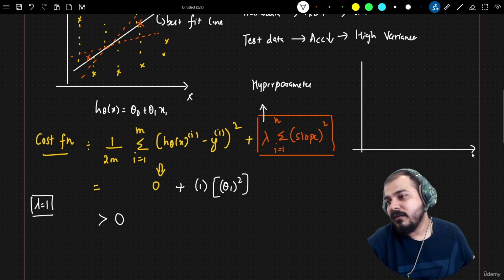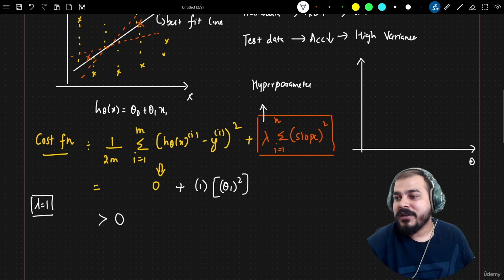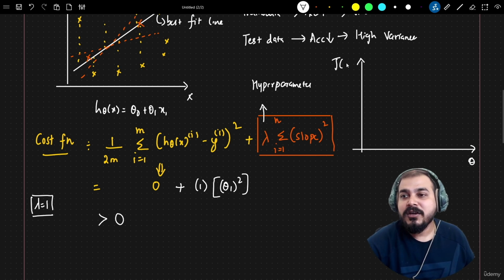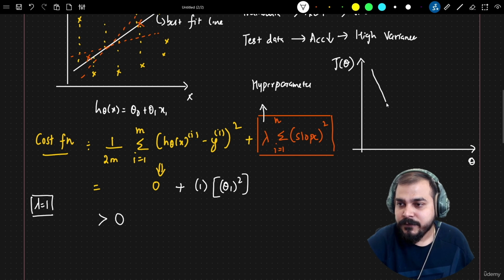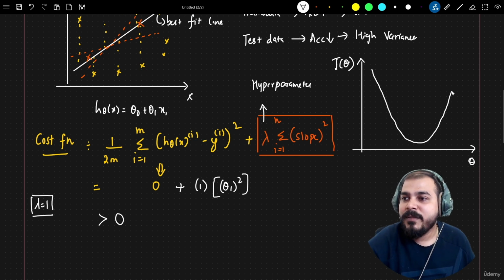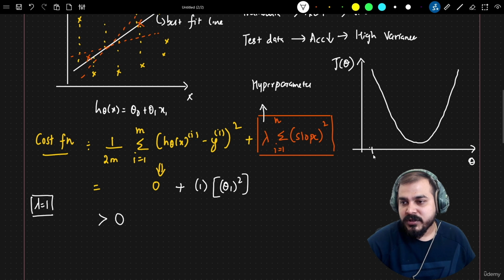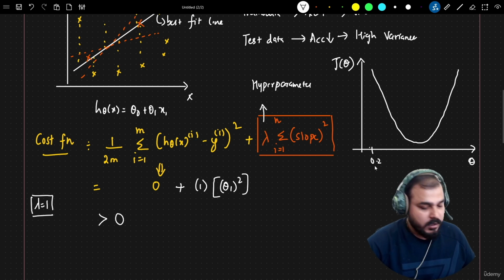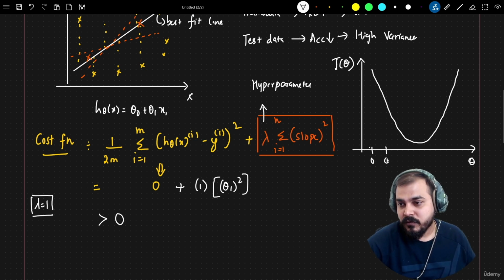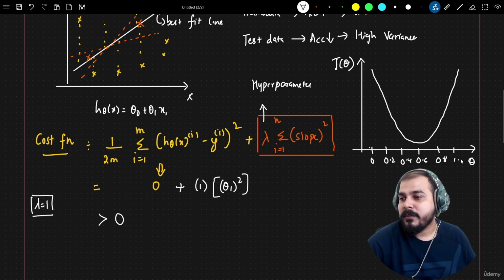And this specific curve is with respect to theta, that is my slope, and cost function J of theta. Now, in this particular case, you know that we will be getting this kind of gradient descent. Let's say I'm just going to put some points over here: this is 0, this is 0.2, this is 0.4, this is 0.6, this is 0.8, this is 1.0, and this is minus 0.2.